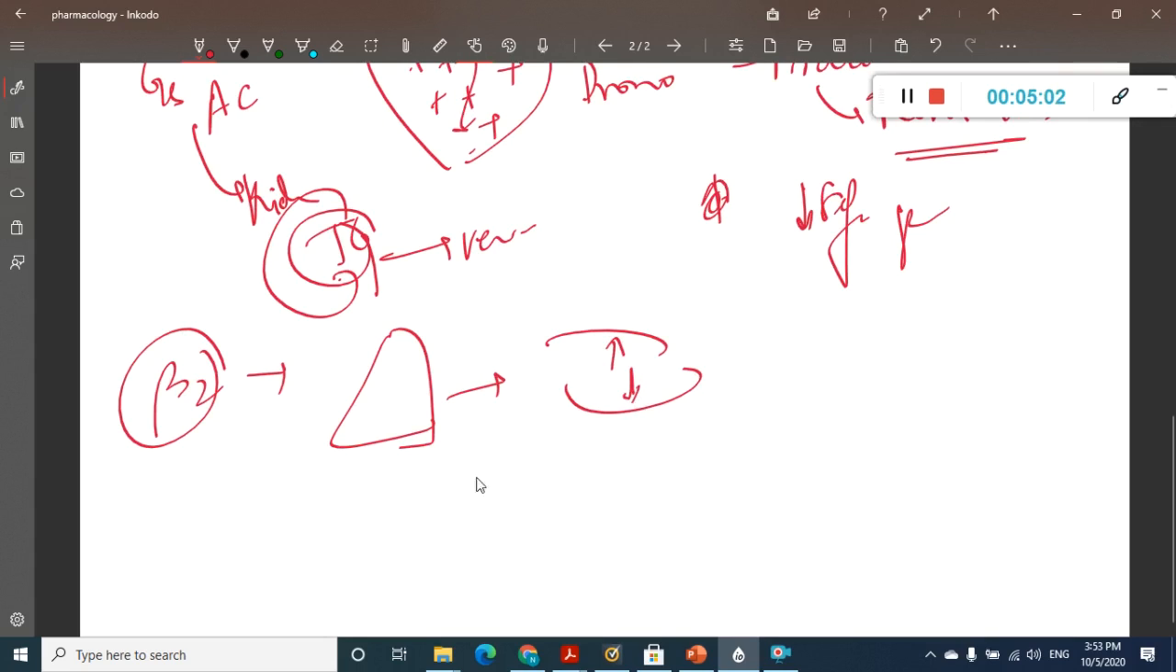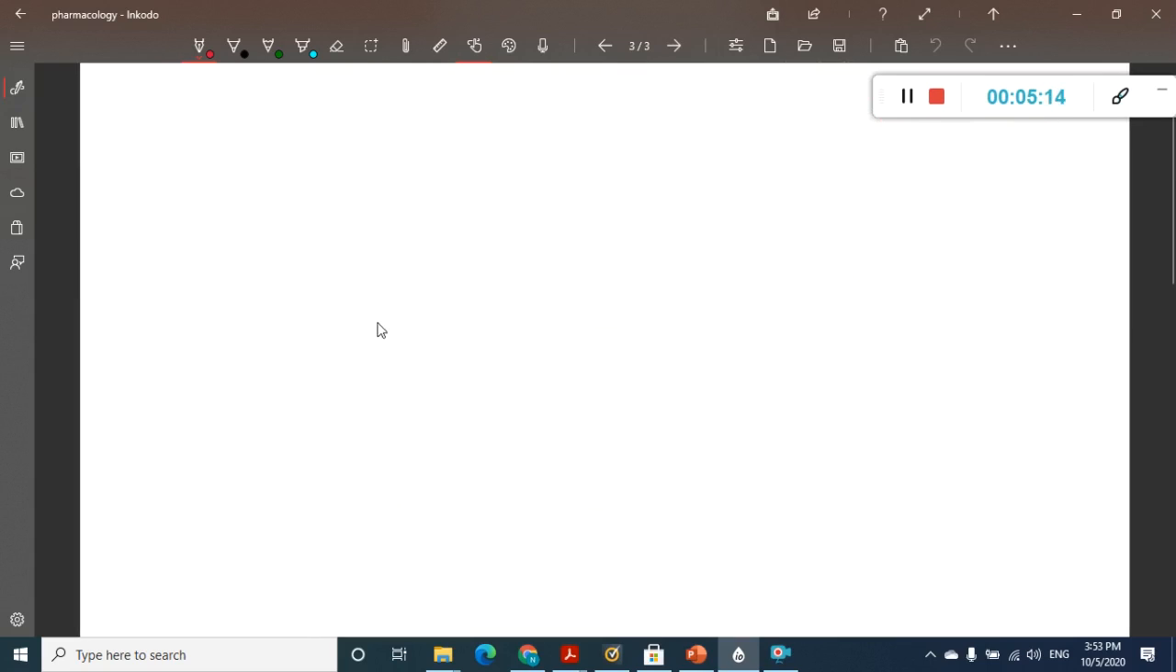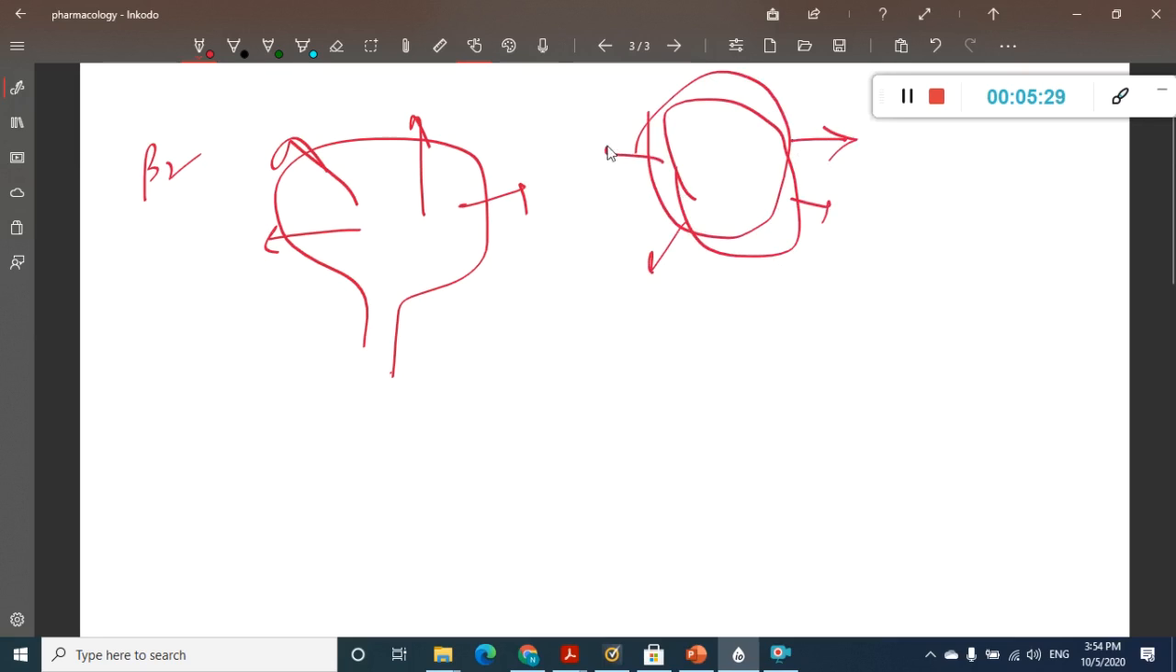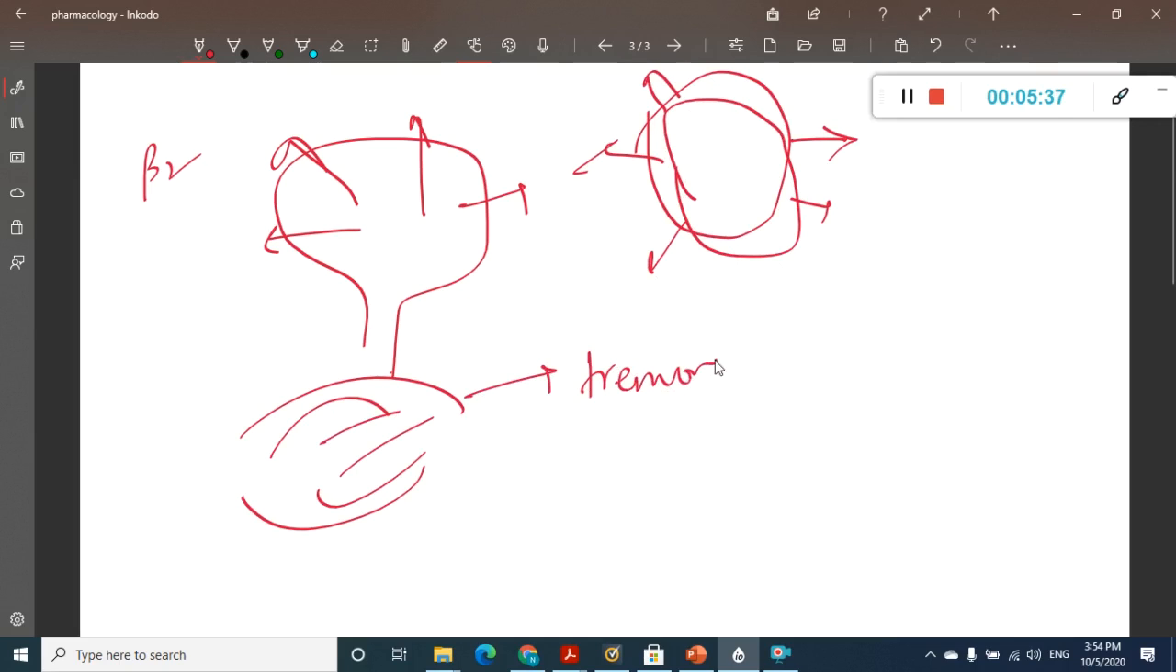Then it is present in the urinary tract, in the detrusor muscle part, and it causes relaxation of the detrusor muscle. In the uterus, beta 2 causes relaxation of the uterus. It is also present in the splenic capsule, where it causes relaxation. Then it is present in the skeletal muscles, and because of that it causes tremors. These are the important parts of beta 2.